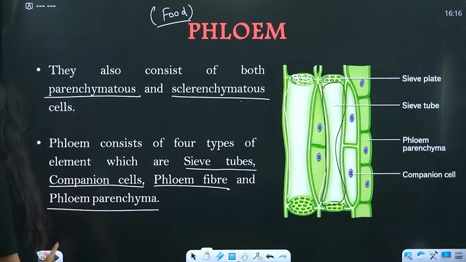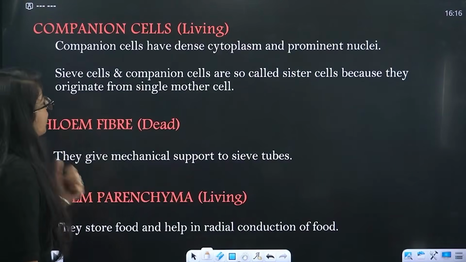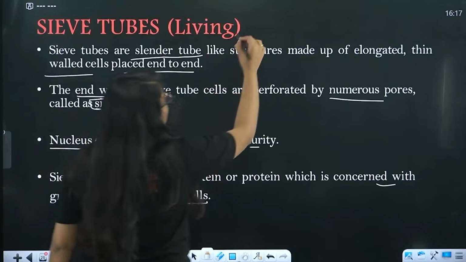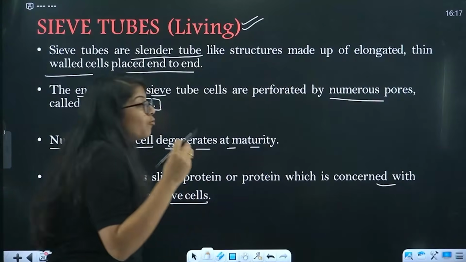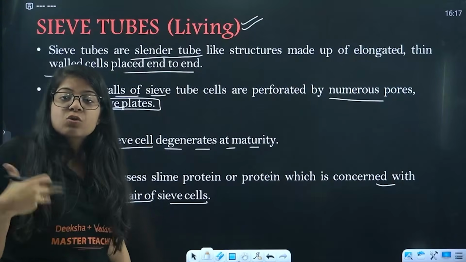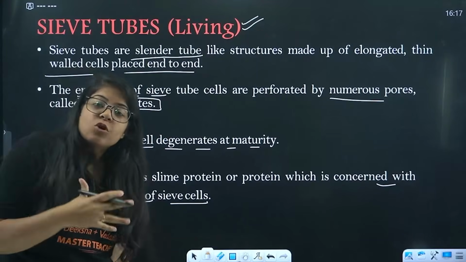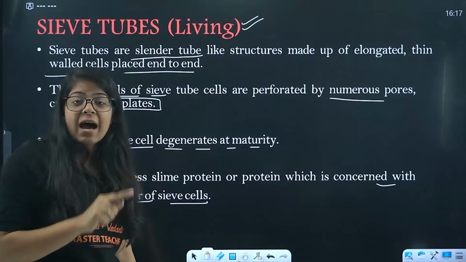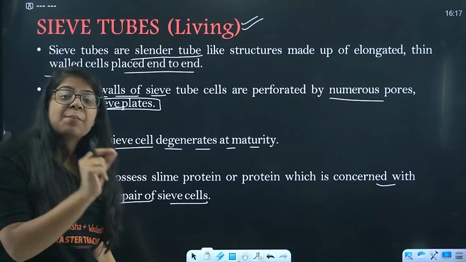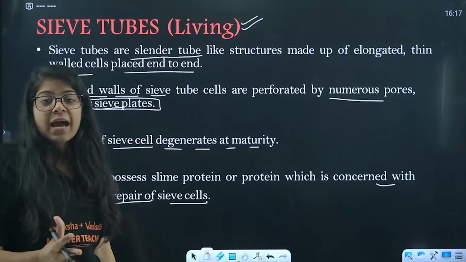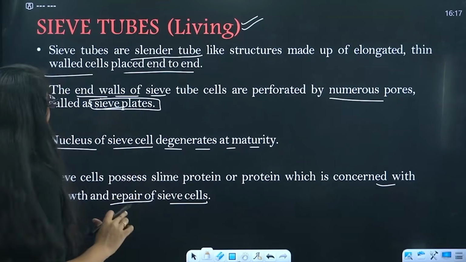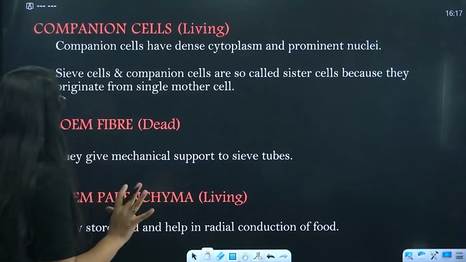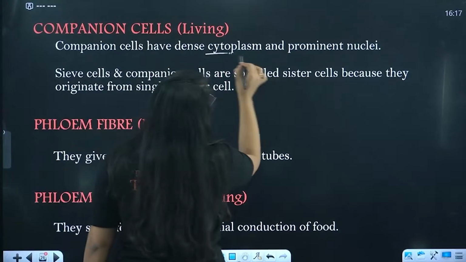Now, next thing after sieve tubes, we have companion cells. What are companion cells? Again, these sieve tubes are living. Why? Because phloem is transferring food, it's storing food. So most parts of phloem are living, while most parts of xylem, however, are dead. Only the xylem parenchyma is living, the other three are dead. Here beta, sieve tubes are living, companion cells are also living. Why? Companion cells have dense cytoplasm.